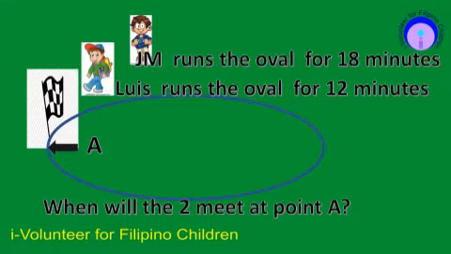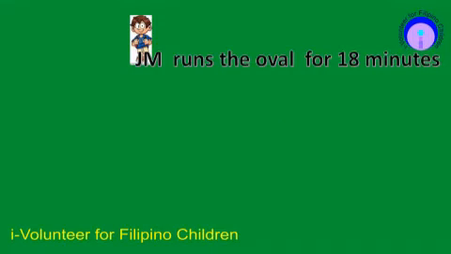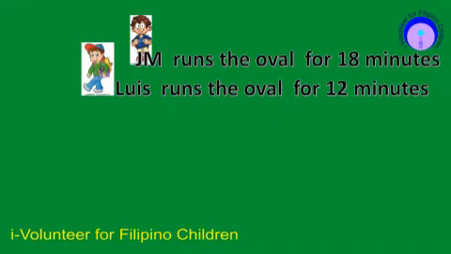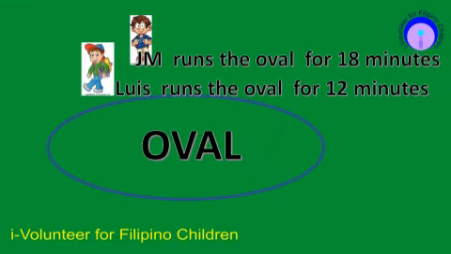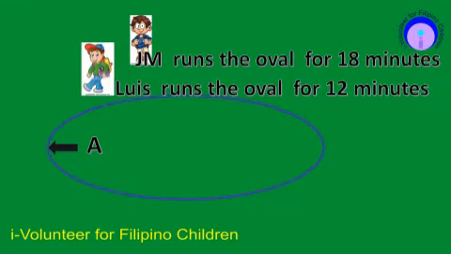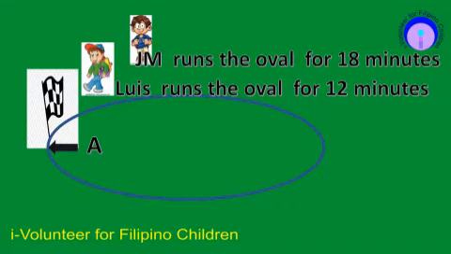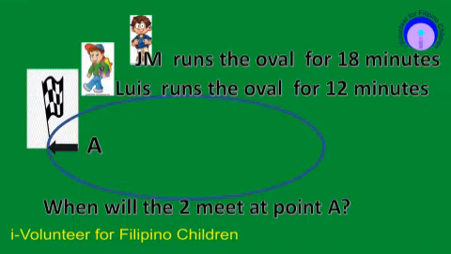For our first example, JM runs the oval for 18 minutes, while Louise runs for 12 minutes. Which one is faster? Of course, Louise. This is the oval where Louise and JM run. This is the starting point. We will call it point A. Question is, when will the two meet at point A?